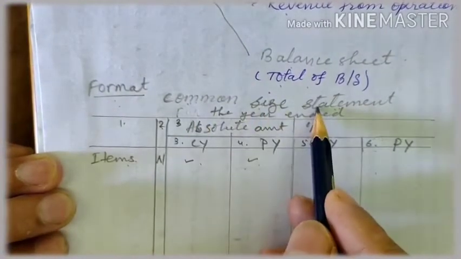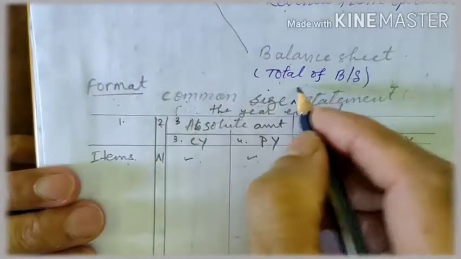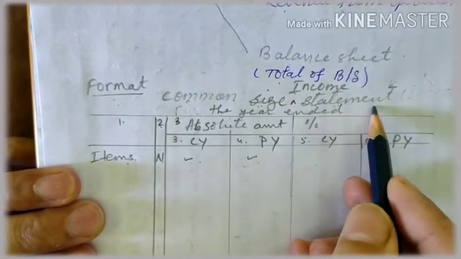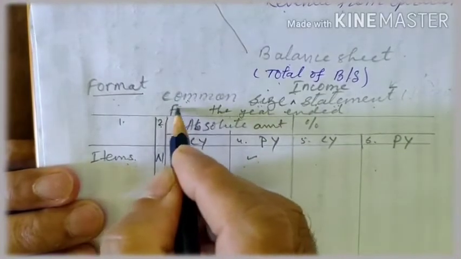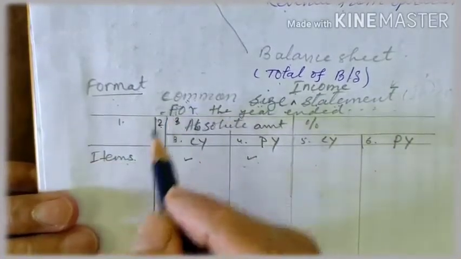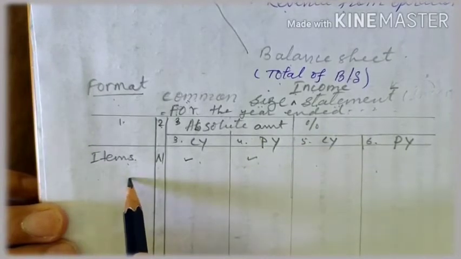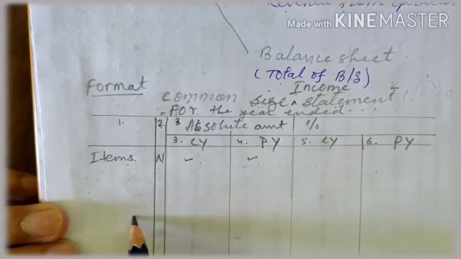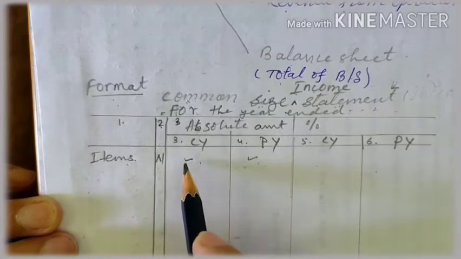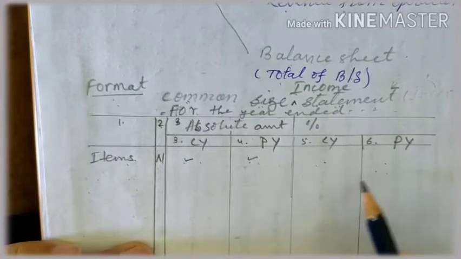Now this common size statement is prepared for income statement as well as for balance sheet. Now let's check. Say this is for income statement, common size income statement. Then here you got to write for the year and date, the date mentioned. For income statement we'll use the word for. Now here we'll write down the items of income statement like revenue from operation, other income, then comes total revenue, then expenses, each of those expenses. Then we'll write down the current year's value here, previous year's value here. Then these two columns are for the percentage.